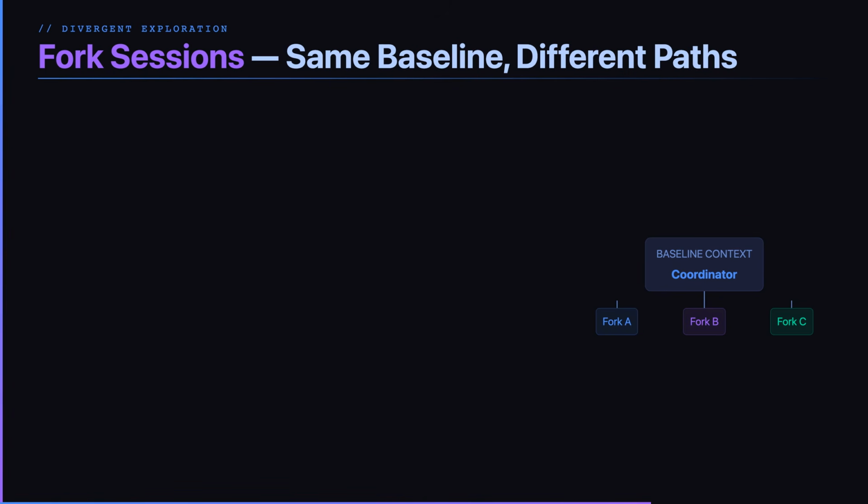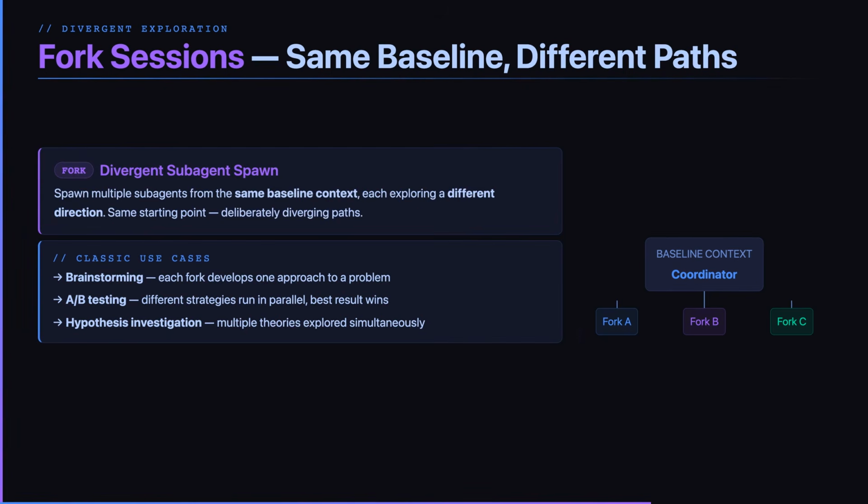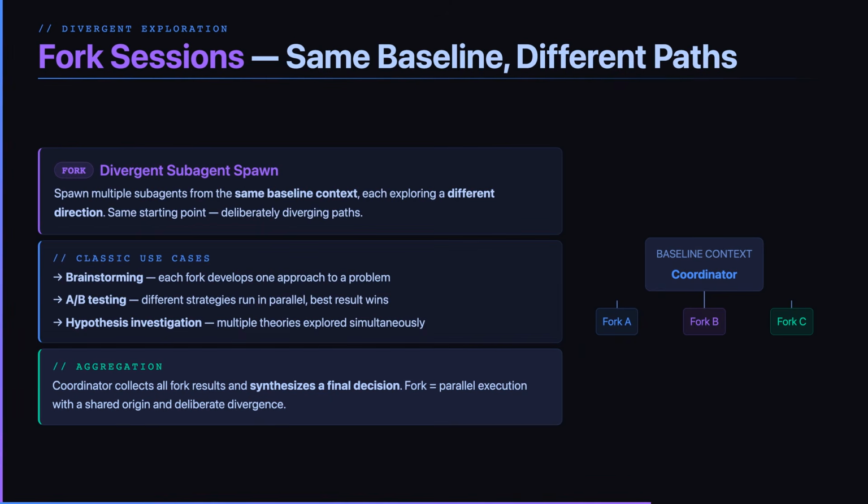There's a third execution pattern that the exam covers, fork sessions. Here's the idea. A fork spawns multiple subagents from the same baseline context, but each one explores a different direction. Same starting point, diverging paths. Classic use cases: brainstorming multiple approaches to a problem, running A/B tests on different strategies, or investigating multiple hypotheses in parallel. The coordinator collects the results from all forks and synthesizes them into a final decision. Fork is essentially parallel execution with a shared origin and a deliberate divergence.